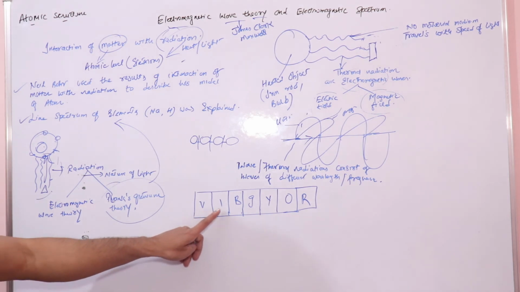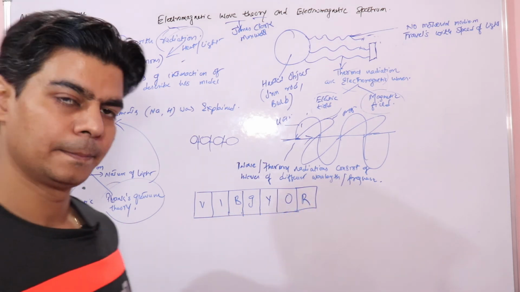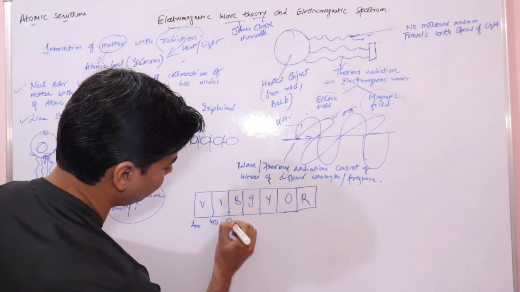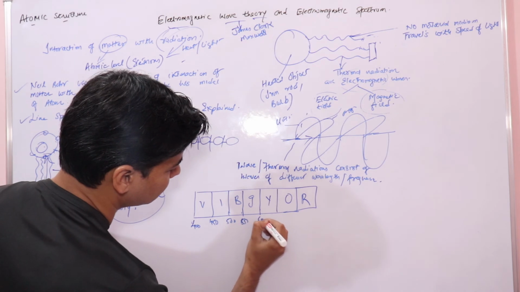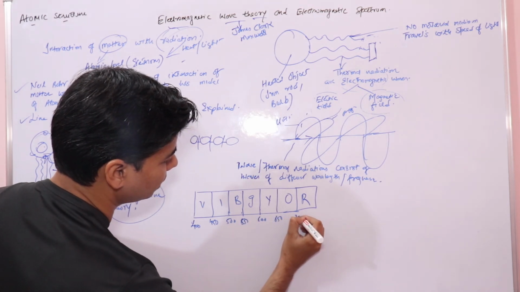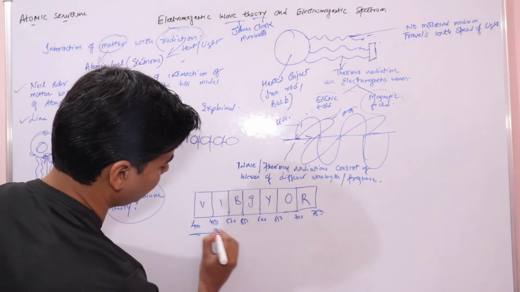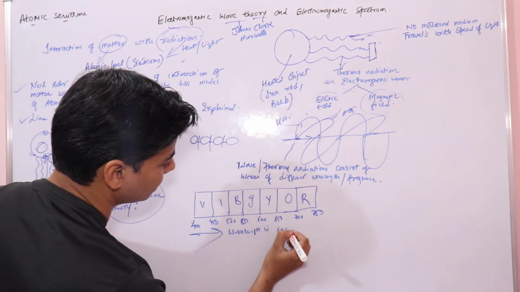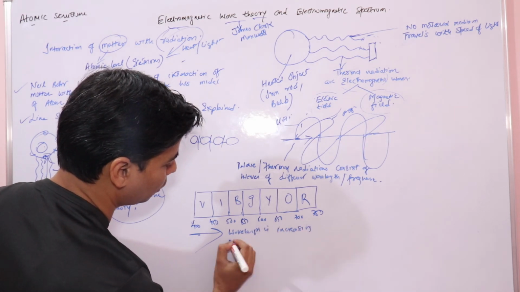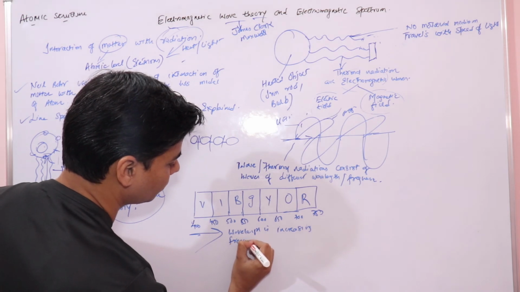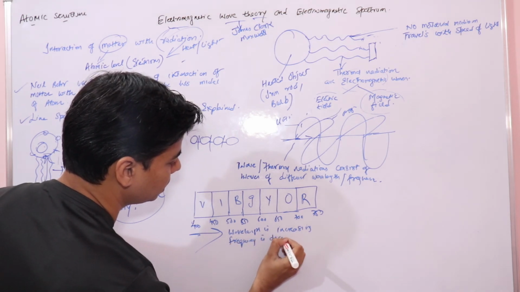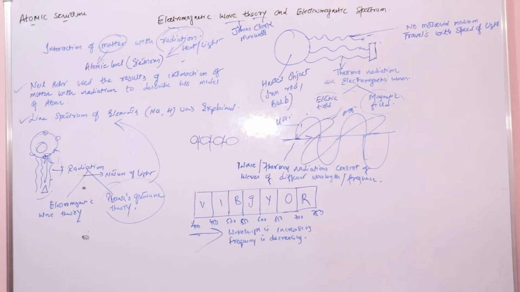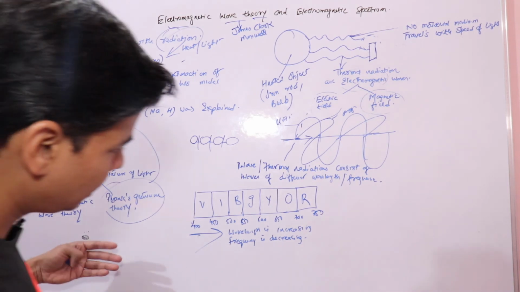VIBGYOR stands for violet, indigo, blue, green, yellow, orange, red, right? And the wavelength would be around 400, 450, 500, 550, 600, 650, 700, 750, right? So in this direction your wavelength is increasing, or we say frequency is decreasing, right? Wavelength is increasing and frequency is decreasing in this direction.